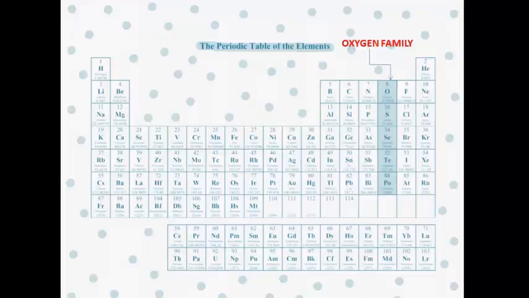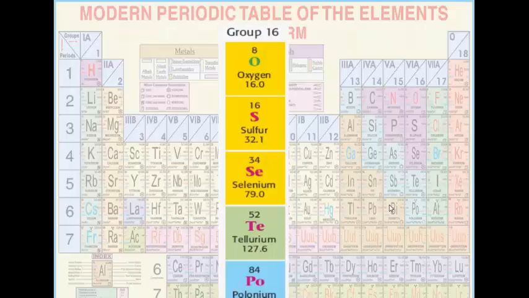Friends, the oxygen family is the 16th group of the modern periodic table. This group is situated on the extreme right of the table. You can see here, this is the oxygen family. The members of this group are oxygen, sulfur, selenium, tellurium and polonium. Friends, this group is called the oxygen family just because oxygen is the first element of this group.